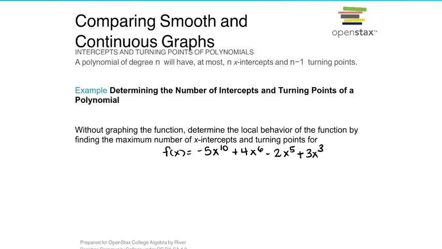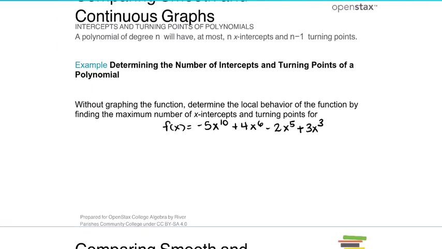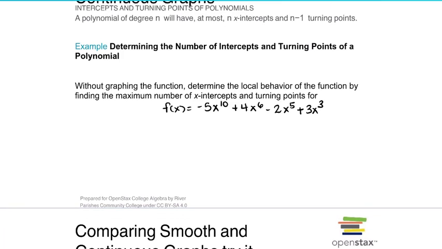Okay, so comparing smooth and continuous graphs, intercepts and turning points of polynomials. So this is important right here, so I'm going to highlight it. A polynomial of degree n will have at most n x-intercepts and n minus 1 turning points.